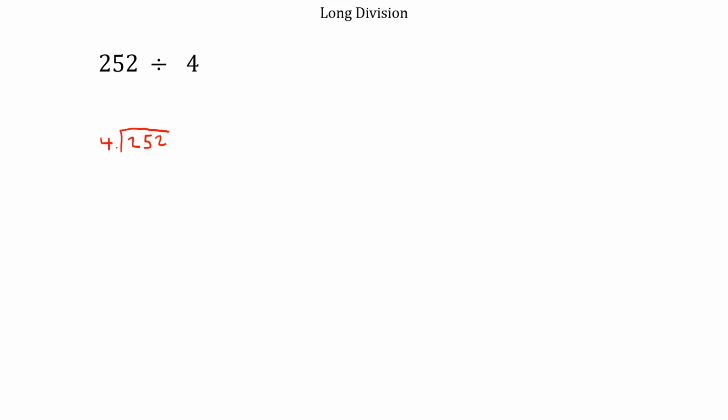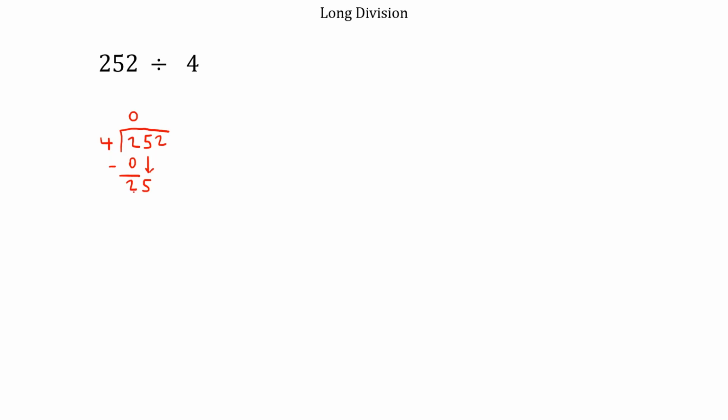Now I'm going to try not to skip any steps here. So how many times can 4 go into 2? The answer will be 0 times. So because it goes into it 0 times, I write a 0 here. I subtract that, get a remainder of 2. Now I bring down the 5.